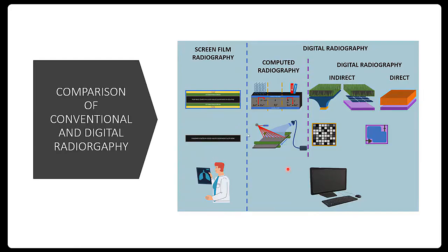Then another difference is exposure latitude. In conventional radiography, it is based on the characteristic response of the film, which is non-linear. So the dose response curve is non-linear. Whereas digital projection imaging involves the use of a detector that can respond in a linear manner. So digital radiography is linear, and conventional radiography was non-linear.